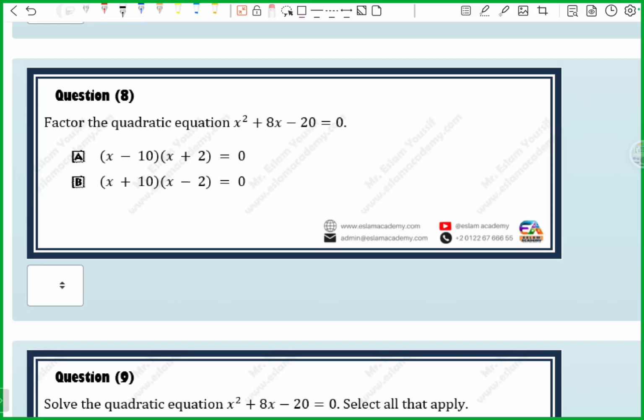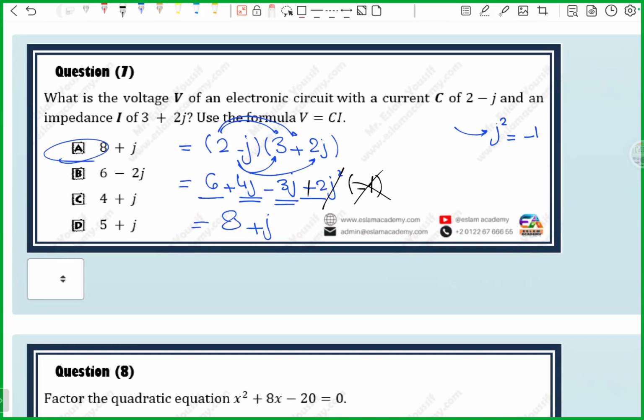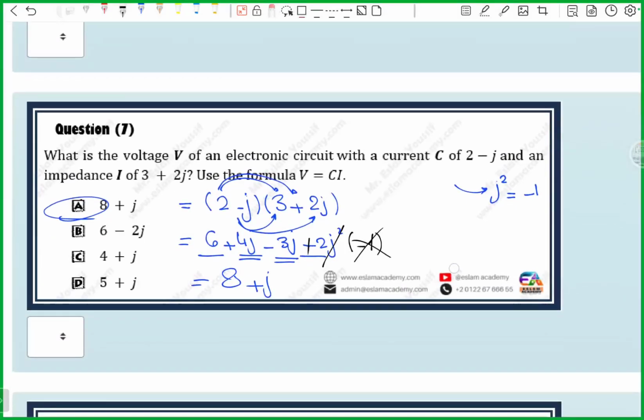Mr. Islam, I had a question for question number 7. How do you know when you're supposed to apply the imaginary number? Why didn't you apply it in the beginning? You only applied it after the imaginary numbers. For this question? How do you know when to use it? Right, yes, for this question.